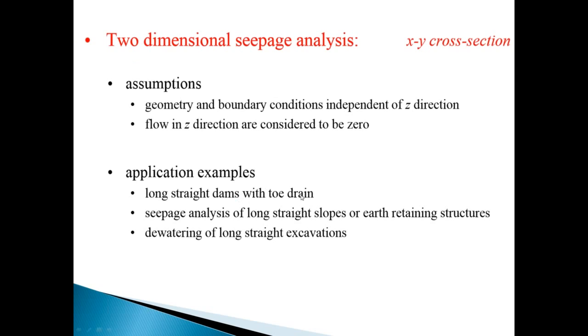And then 2-dimension seepage analysis. Once again, there are certain assumptions that you have to make with seepage analysis in GTS. One, that geometry and boundary conditions are independent of the z direction. So once again, that just assumes that in the z direction the structure is uniform, so that you can extrude in the negative or the positive z direction and the results won't change, or that in the z direction the difference is negligible. Also, flow in the z direction is considered to be 0.